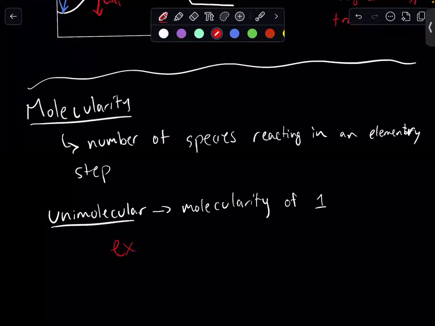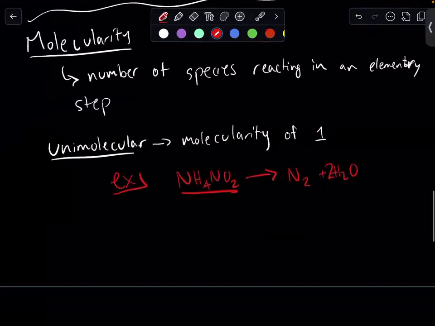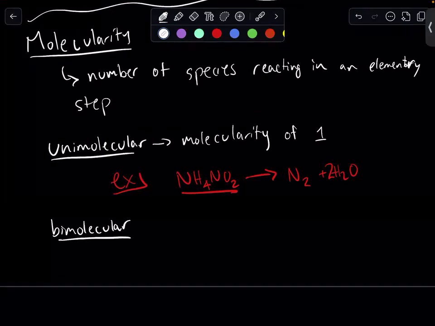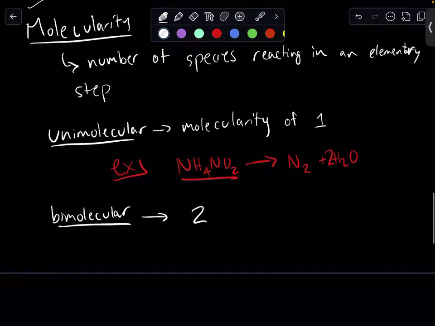An example of this might be the decomposition of ammonium nitrite. And as this decomposes, maybe it turns into nitrogen gas plus water. That'll be 2H2O. So it's a molecularity of one referencing our reactant. We could have a bimolecular reaction, which is going to be a molecularity of two. An example might be the decomposition of two HI molecules.